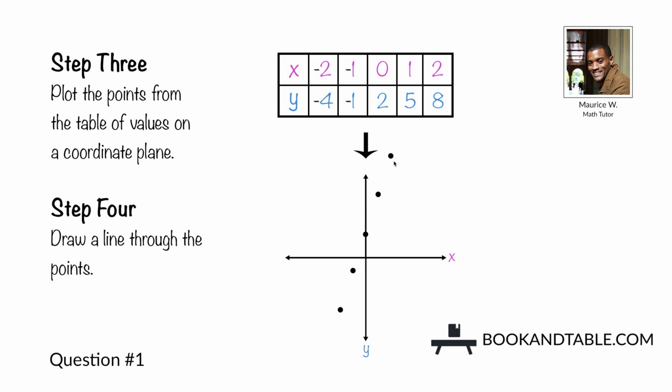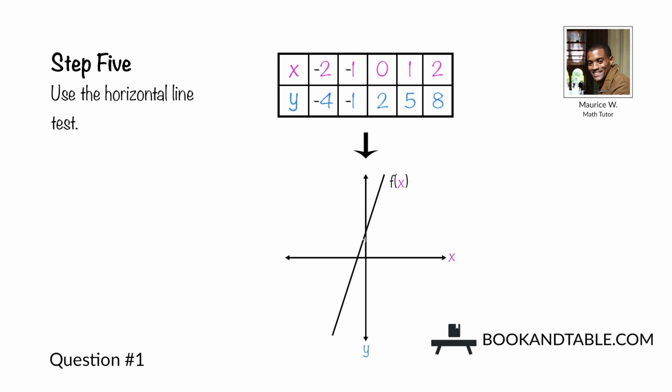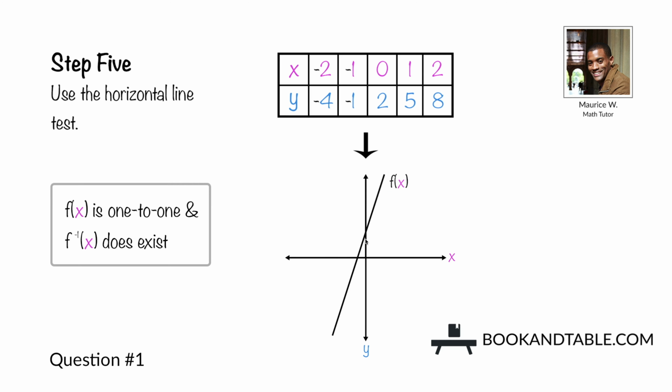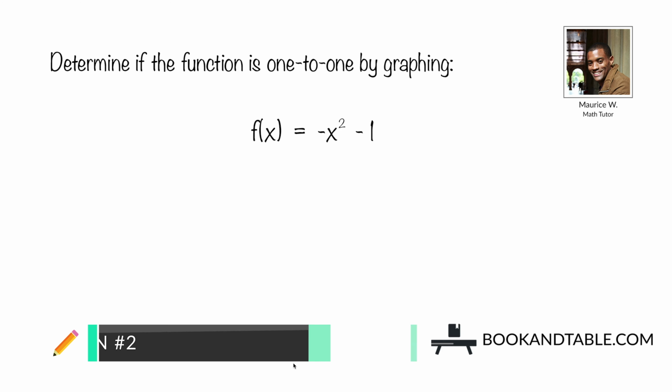And now with these points, we can sketch f of x. And now that we have f of x, we can use a horizontal line to determine if f of x is 1-to-1. And since a horizontal line does not cross more than one point anywhere along f of x, that lets us know that f of x is 1-to-1 and the inverse function does exist. So that is the answer to question number 1. Let's now have a look at question number 2.